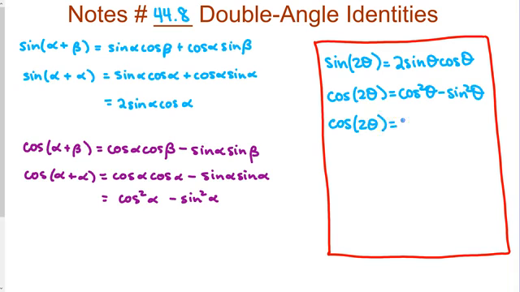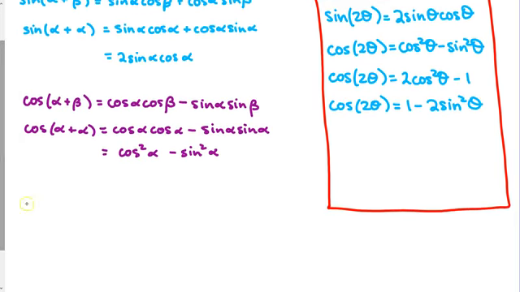So cosine of 2 theta could also be written as 2 cosine squared theta minus 1, and cosine of 2 theta could also be written as 1 minus 2 sine squared theta. So that just gives us some options. They'll all give you the same answer, but they are just slightly different ways to do it.